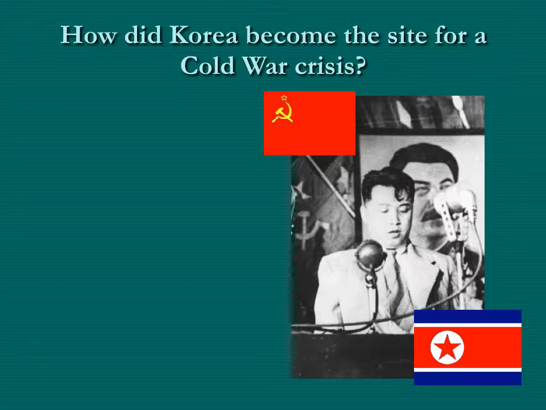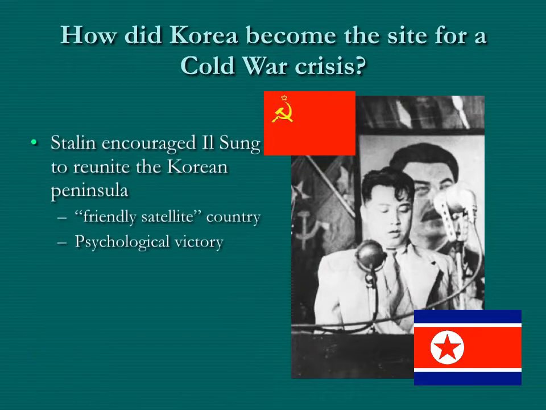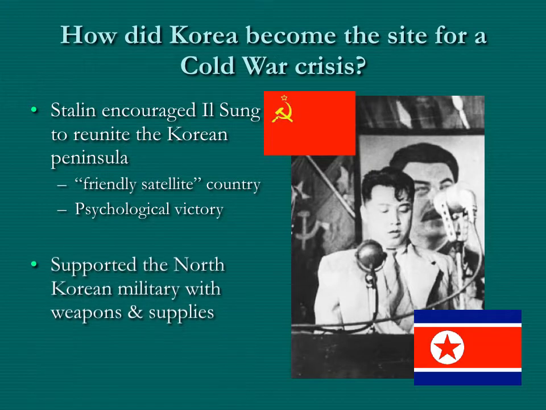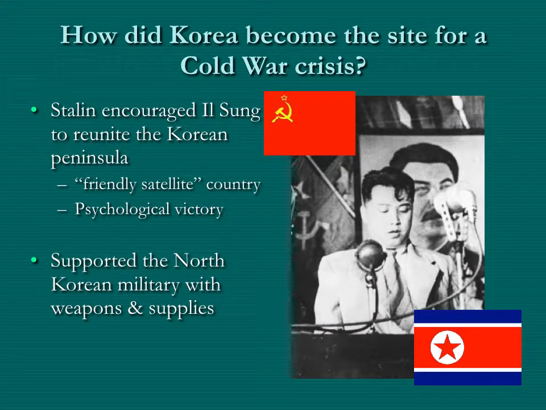Now, within the context of the Cold War, and I love this image of Kim Il-sung giving a speech in front of the picture of Stalin. Stalin is going to encourage Kim Il-sung to reunite the peninsula. They're a friendly satellite state. There's also a form of a psychological victory that Stalin wants to get here over the West. So they're going to really beef up the North Korean military with weapons supplies.